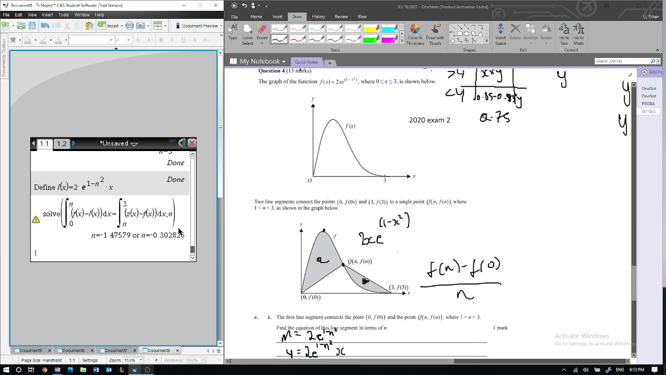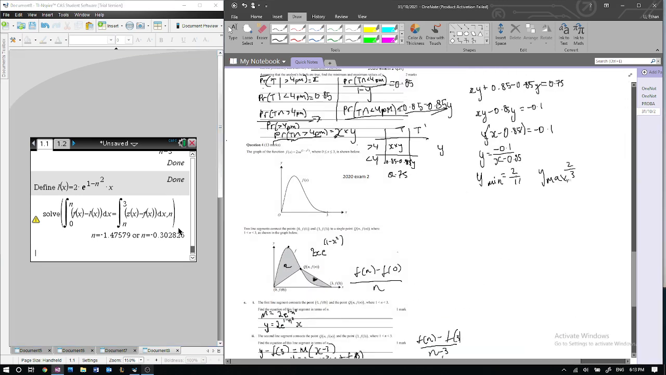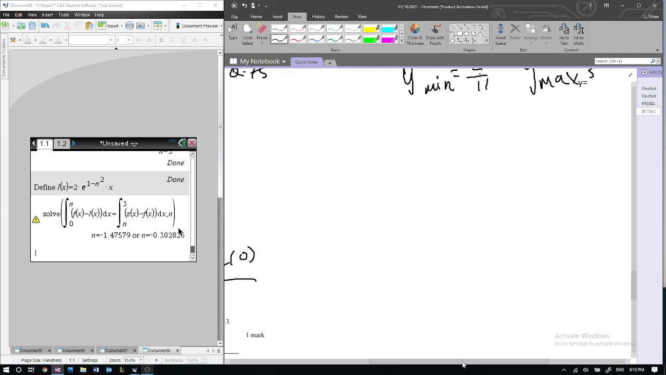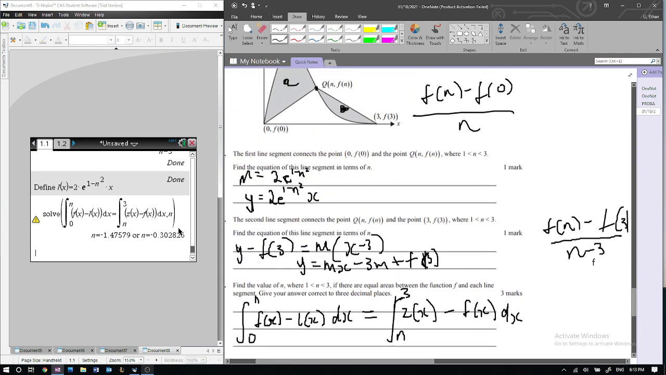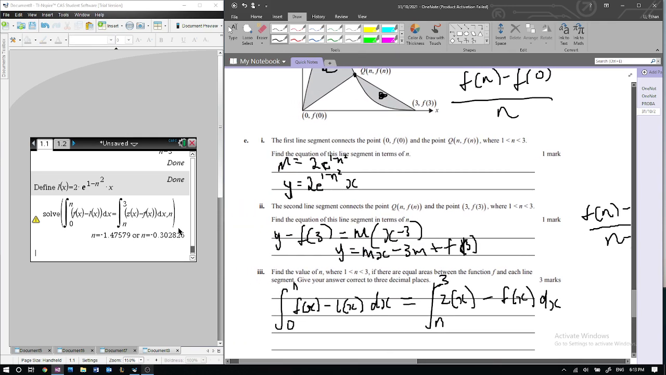Give me a sec, guys. I'm trying to figure out what has happened. I think one of the equations for the lines might have been wrong when I was doing it in my head. Okay, but you get the picture.